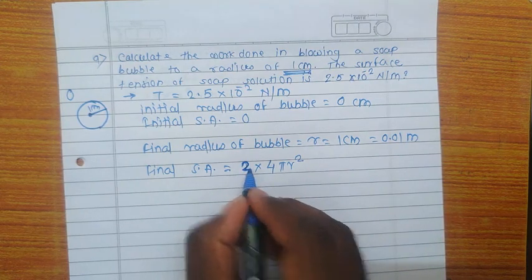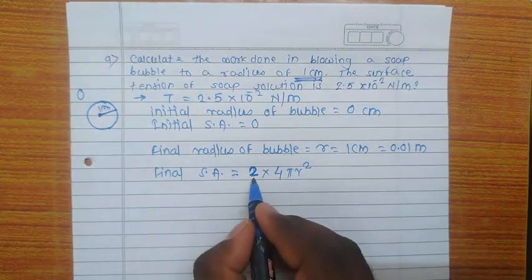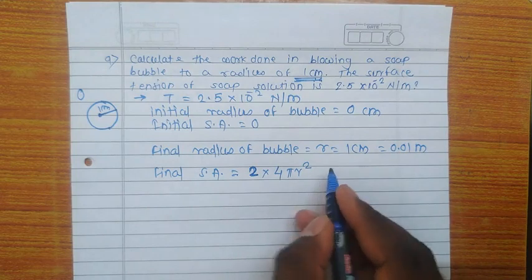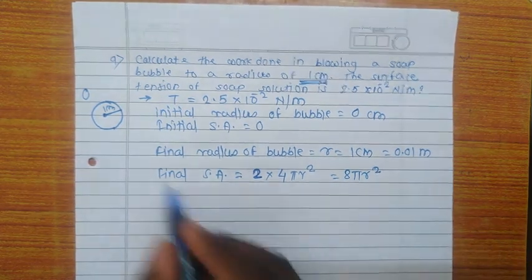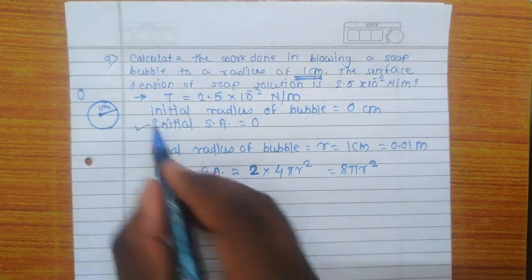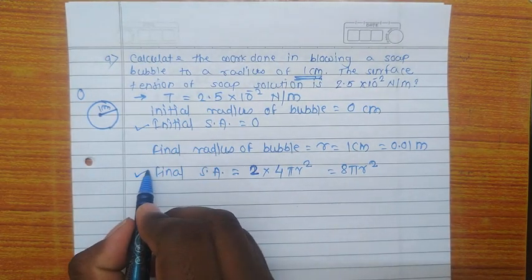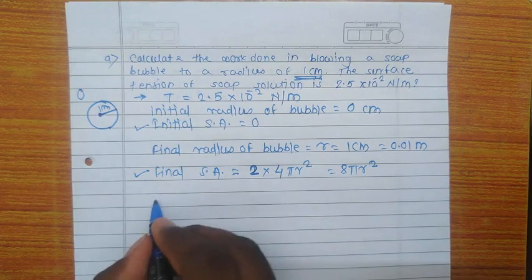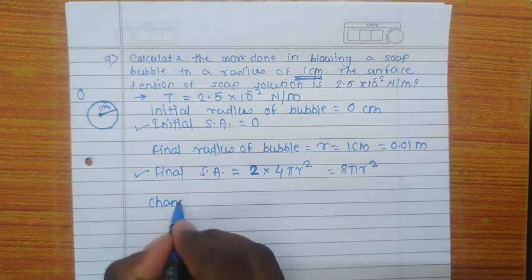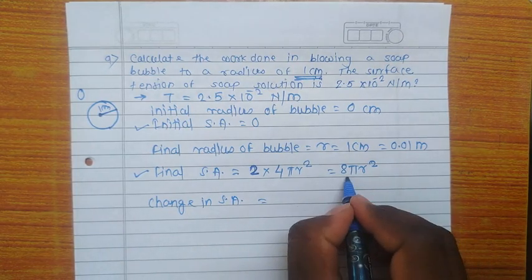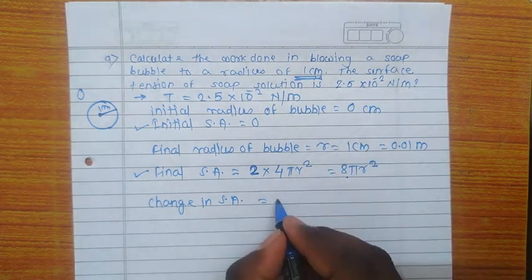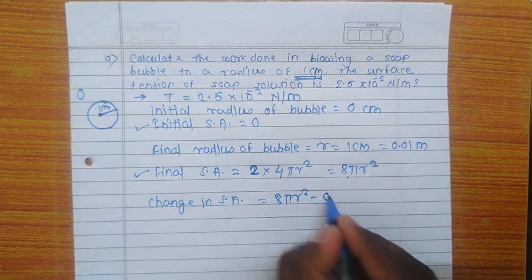इसलिए यहाँ पे 2 आ जाएगा. So final surface area 2 multiplied by 4 pi r square, which will be equal to 8 pi r square. So initial surface area तो 0 आ गया, final surface area 8 pi r square आ गया. So what is the change in area? So change in surface area is going to be final minus initial. So final is 8 pi r square, initial is 0.